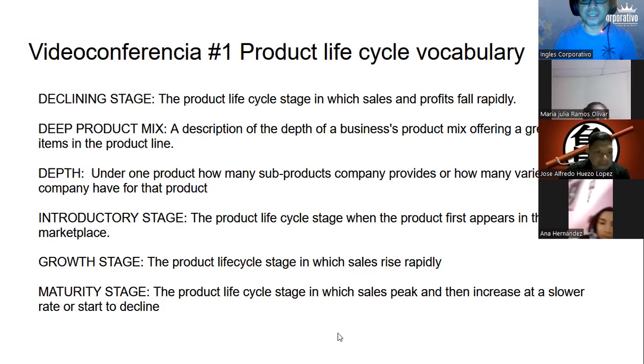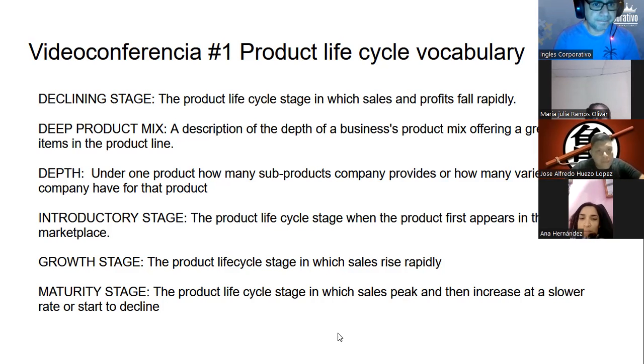Who wants to read the next one? Me. Okay, go ahead. The product mix, a description of the depth of business product mix offering a great many items in the product line. Okay, very good. So I believe this is kind of clear, right? The product mix is a description that tells you that a lot of products are mixed, that a company offers a lot of products to the market, to the stores and things like that one.